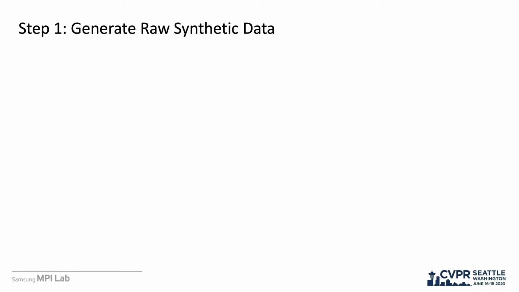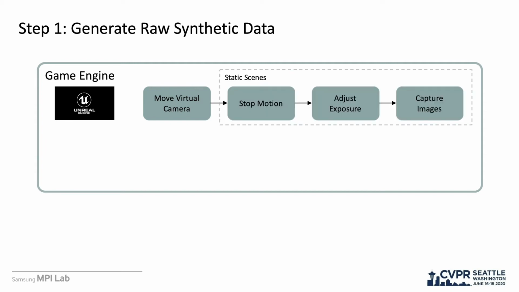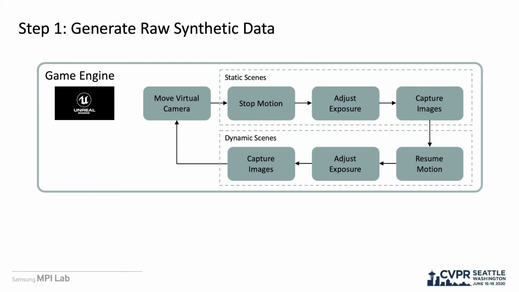In the first step, generate raw synthetic data, we rely on game engines such as Unreal Engine for realistic synthetic scenes and human models with various motions. There are other platforms such as Unity that can be used. Inside the game engine, we implemented a loop to capture synthetic images. We first moved the virtual camera to a desired location. Then we stopped the subject motion, adjusted exposure, and then captured images for static scenes. After that, we resume the motions, adjust exposures again, and then capture images for dynamic scenes.